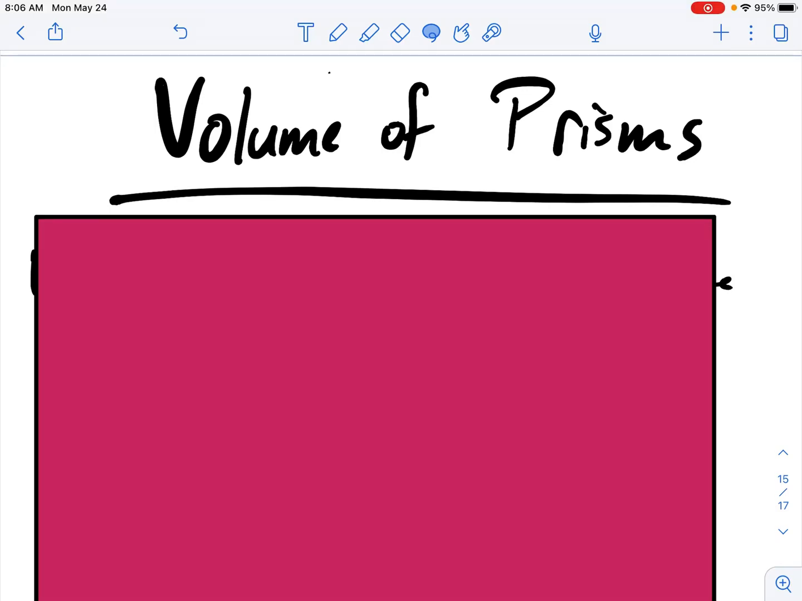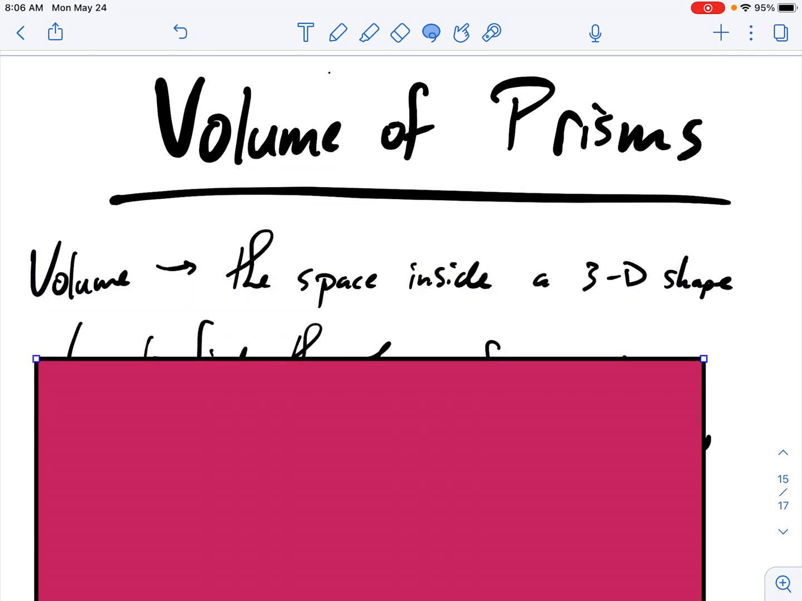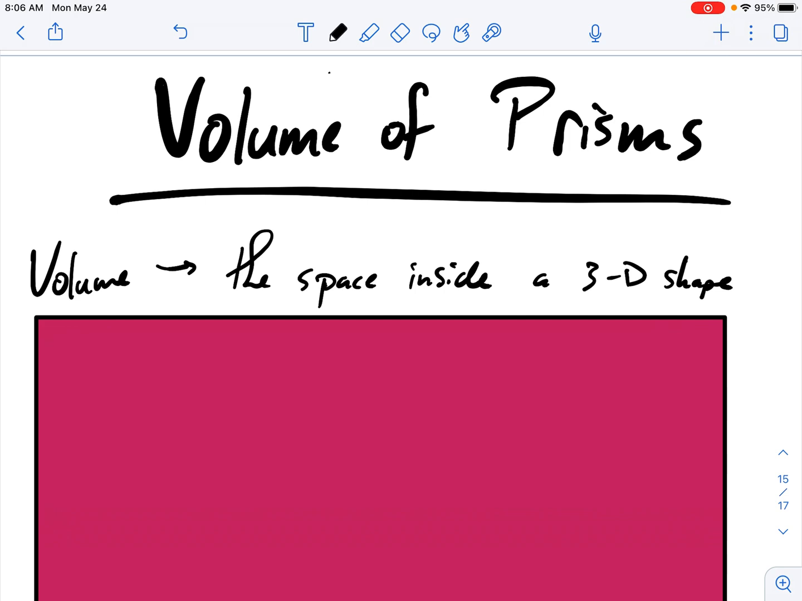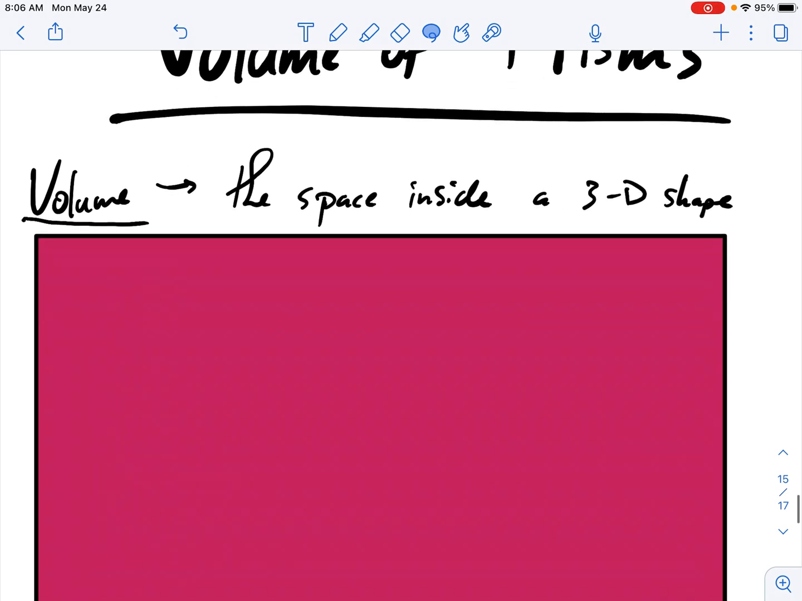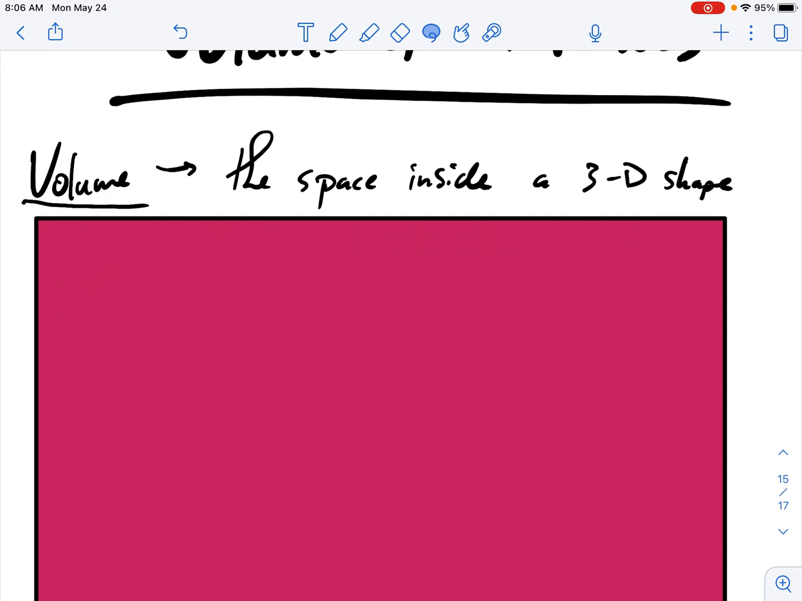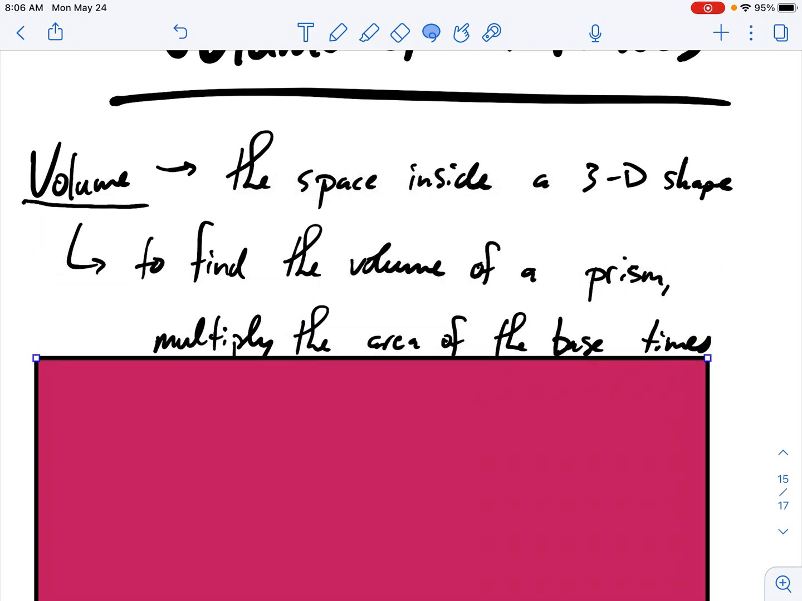I'm going to be going over how to solve volume of prisms. And so this is a new topic for you. And volume, the definition of volume is that it's the space inside of a three-dimensional shape. So really it's just like area, except it's three-dimensional. So area is for space inside a two-dimensional shape. Volume is for three-dimensional shapes.